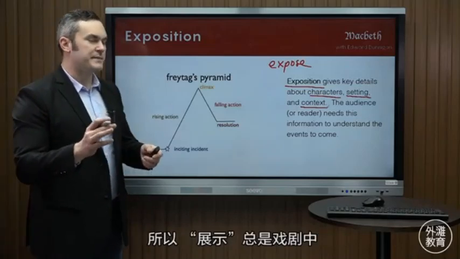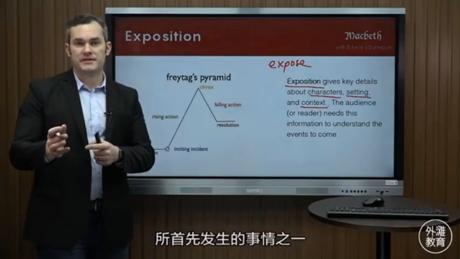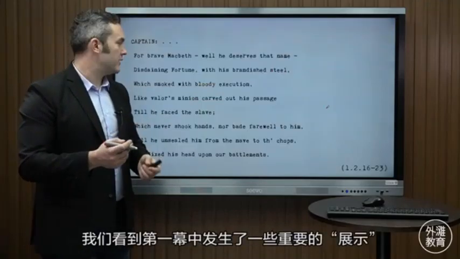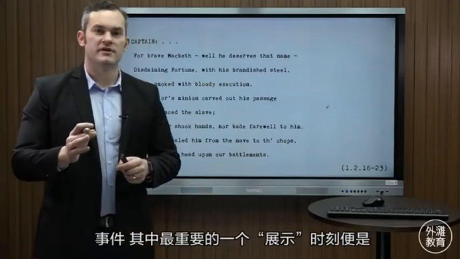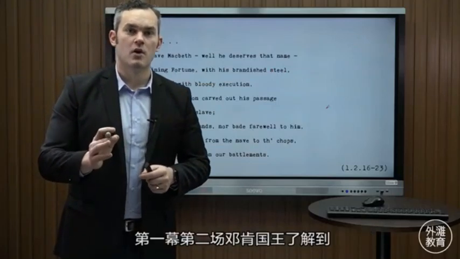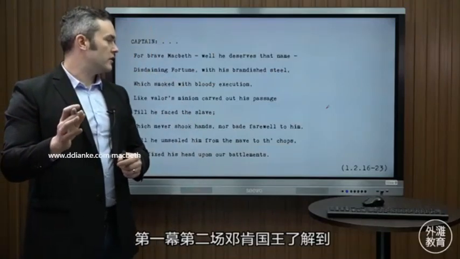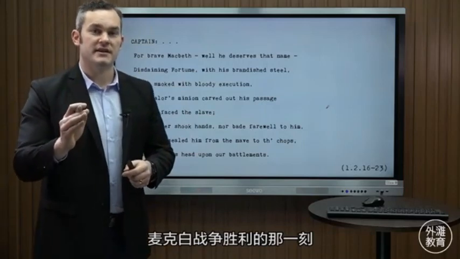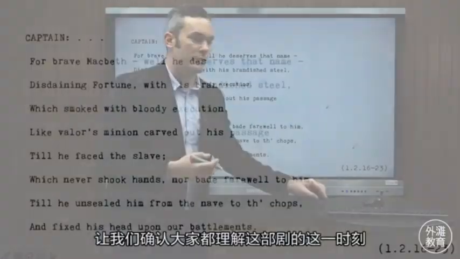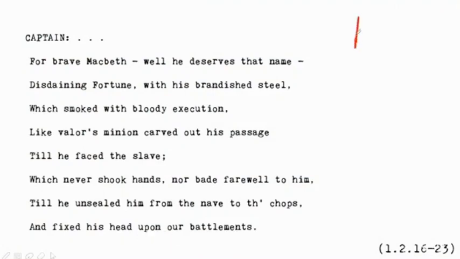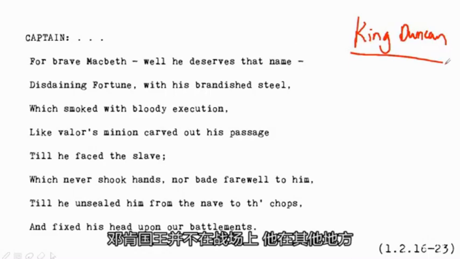Okay, so exposition is always one of the first things that happens in drama. So we see some really important exposition happening in Act 1. And in my opinion, one of the most important moments of exposition occurs when King Duncan learns in Act 1, Scene 2, about Macbeth's success in the battle. So let's make sure we understand this moment in the play. We kind of have King Duncan, and King Duncan is not in the battle.